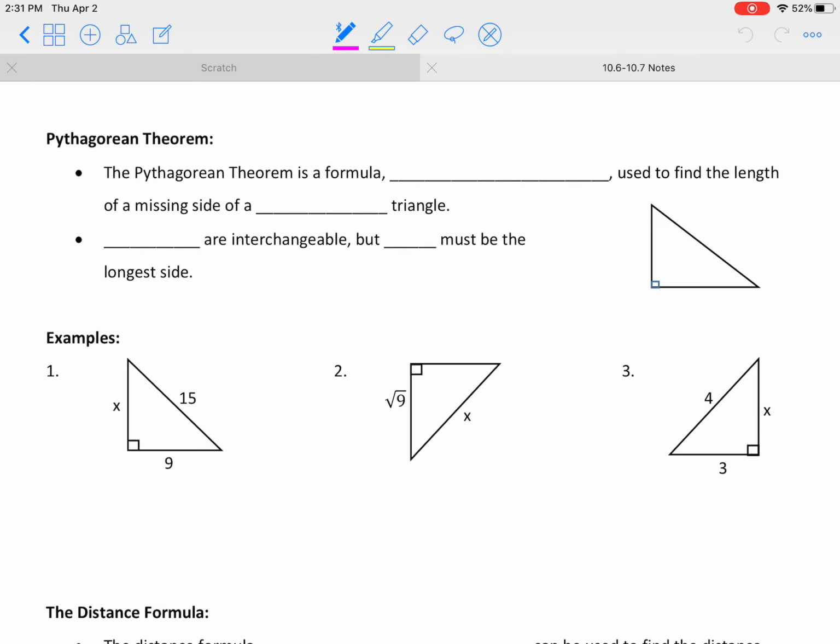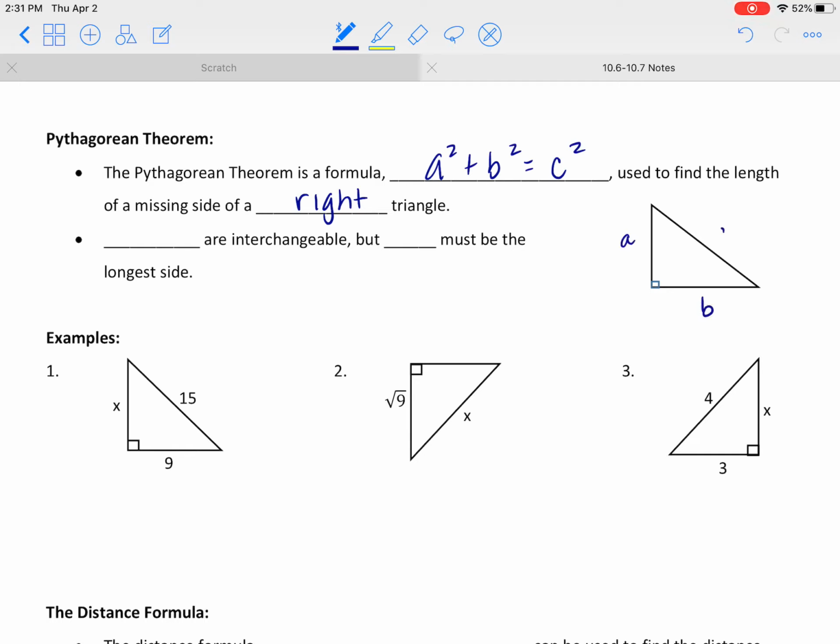Now 10.7, our next section is not really related to this, but somewhat related to our chapter. The three formulas that we're going to talk about here. Pythagorean theorem, I think we reviewed once already in our course. The Pythagorean theorem is a squared plus b squared equals c squared, and it's used to find the missing side of a right triangle.